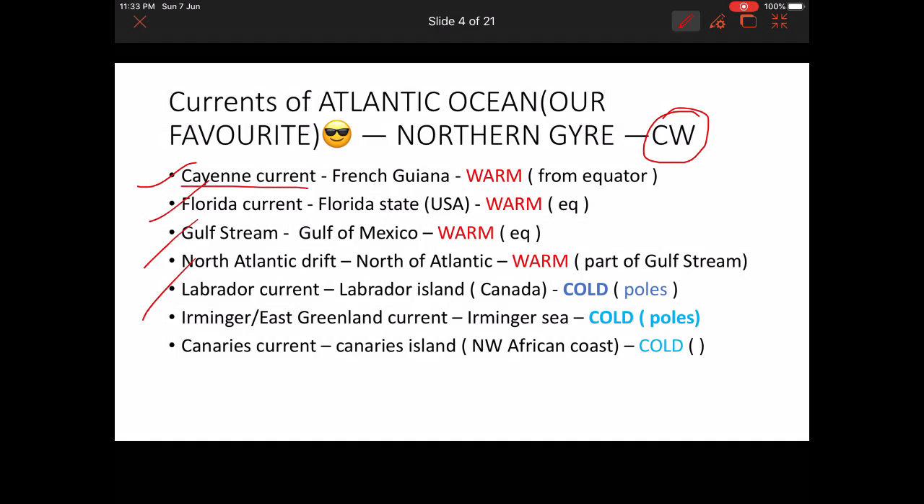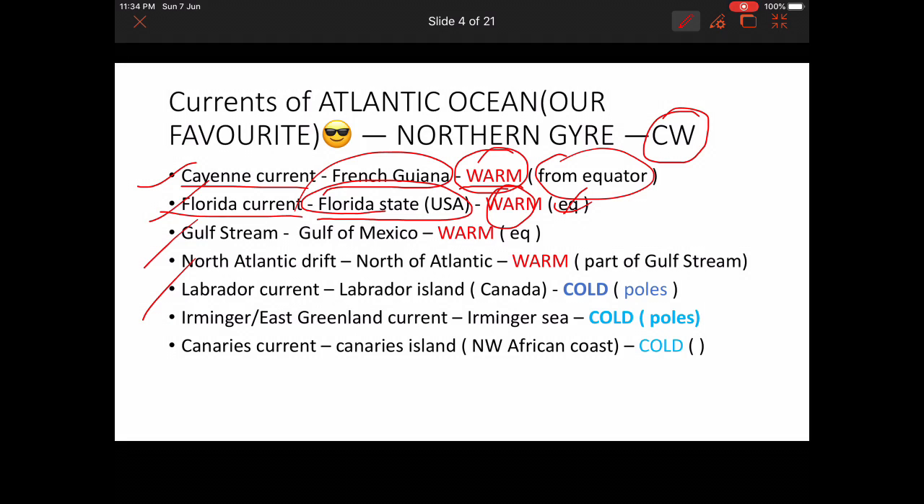Here we can see there are so many currents written. Cayenne gets its name from a place in French Guiana. It is warm. Why is Cayenne current warm? The logic is it is from the equator. And the Florida current gets its name because it flows through the state of Florida in the USA. And why is it warm? The same reason. It is a part of Cayenne current which is coming from the equator. That's the logic. Whichever current comes from the equator will be warm, and whichever current comes from the polar region will be cold.